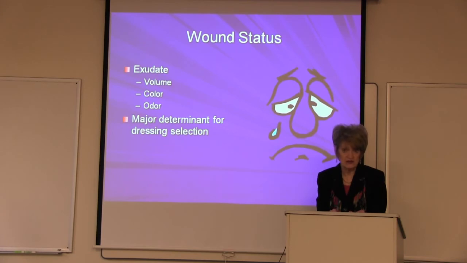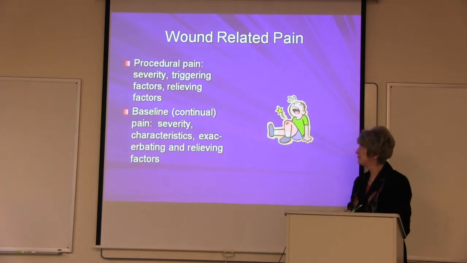Also critical because volume of exudate is a primary determining factor in dressing selection. If you have a very wet wound, you need a highly absorptive dressing. If you have a very dry wound, you need a hydrated dressing. And if you have a wound with a little bit of exudate, then you need a dressing that has very controlled, low-level absorption. We'll spend a lot of time on that.